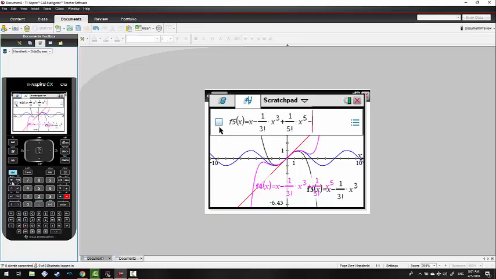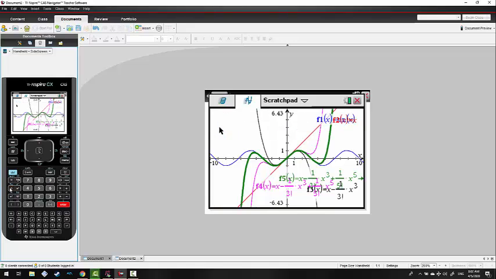Minus 1 over 7 factorial x to the 7th plus 1 over 9 factorial x to the 9th. Notice the green function, how it models the function really, really well. So that is your example for this problem.